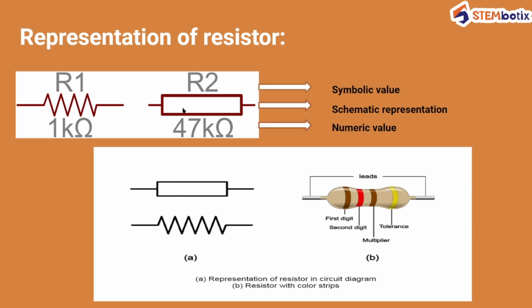For example, this is a 470 k ohm resistor, so this is 4 and this is 7. Then comes the multiplier. Multiplier means how much: kilo ohm, mega ohm, milliohm. This is the multiplier, and this is the tolerance. So this is how you can predict the value of resistance.